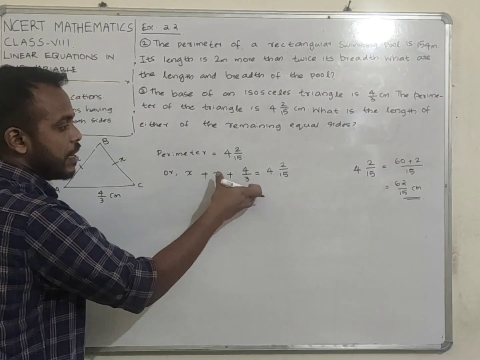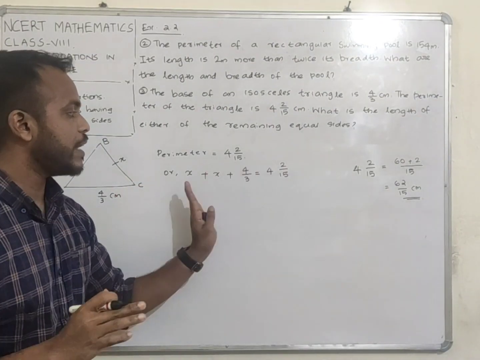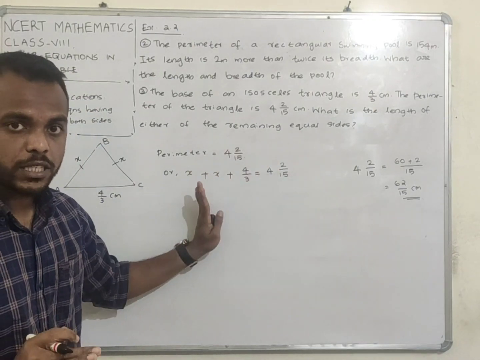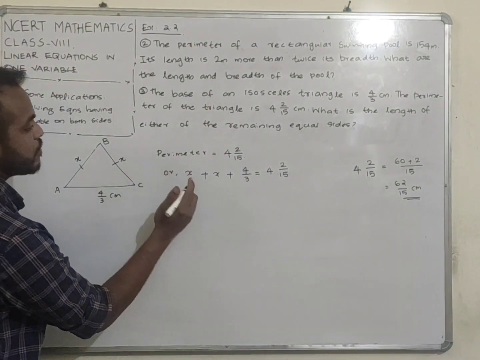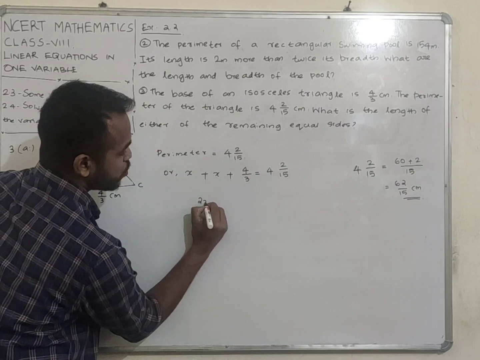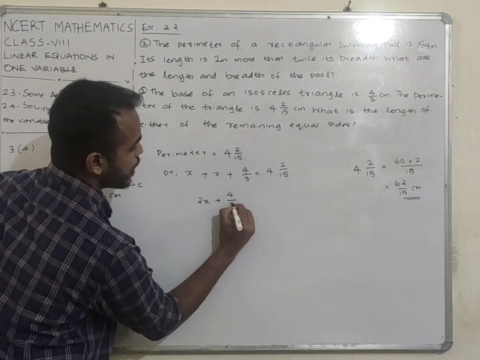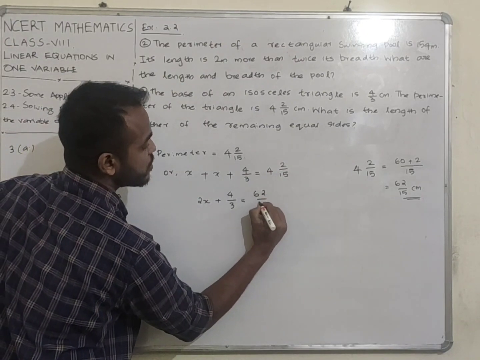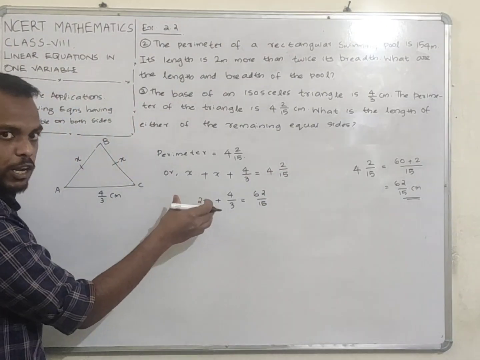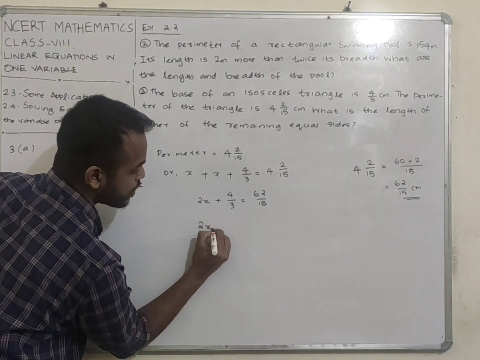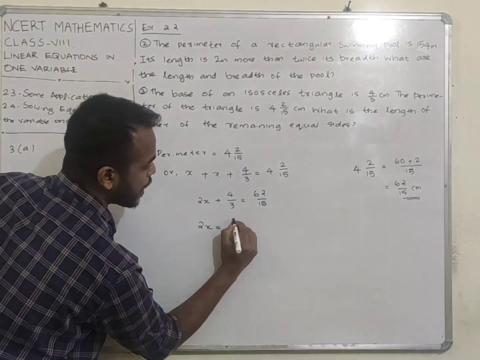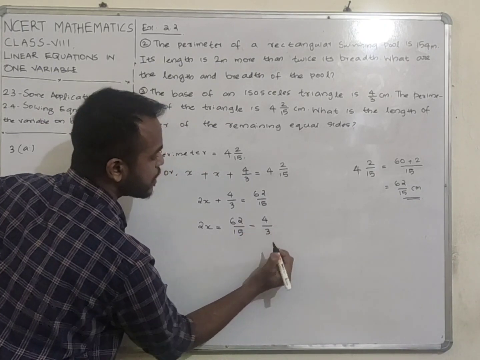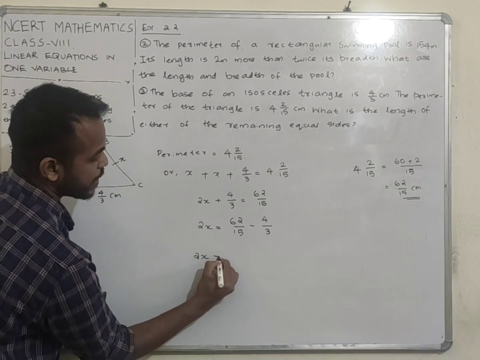Now coming to the equation. We have got an equation, we just need to solve it to find the value of x. So x plus x is 2x, plus 4 by 3 is equal to 4 2 by 15, which is the same as 62 by 15. Now we need to find the value of x. So we keep 2x here. Take 4 by 3 to the other side. What happens? 62 by 15 minus 4 by 3. So what happens to x?